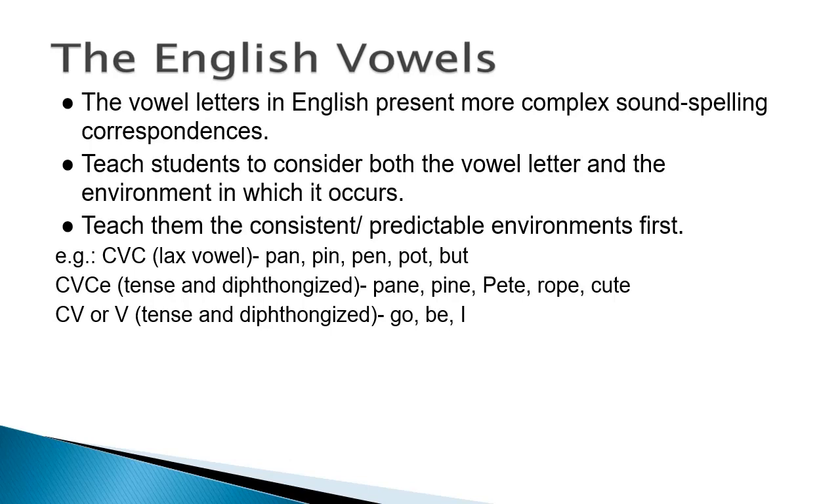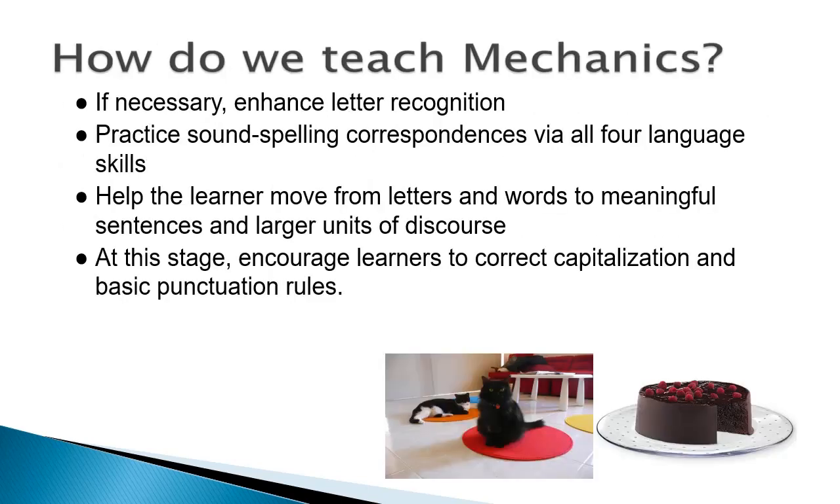Consonant, vowel, consonant plus an E at the end: tense or diphthongized vowel. Pain, pine, peat, rope, cute. Consonant, vowel, or just a vowel. Again, you have tense and diphthongized vowel. Go, be, I.